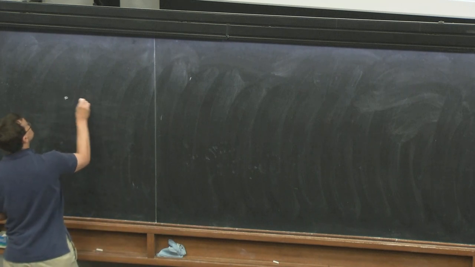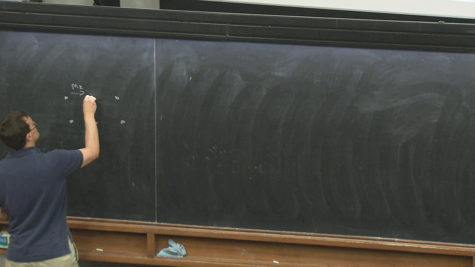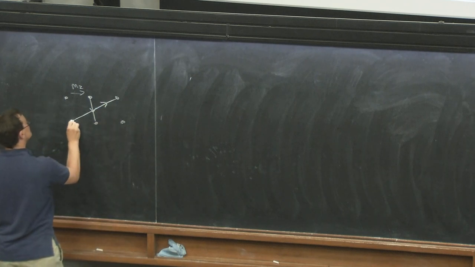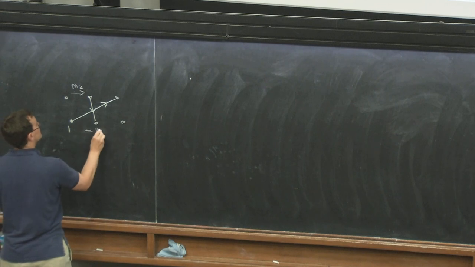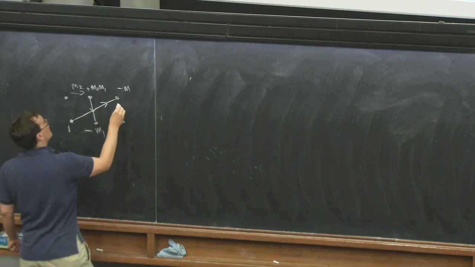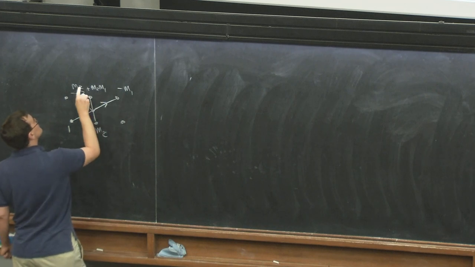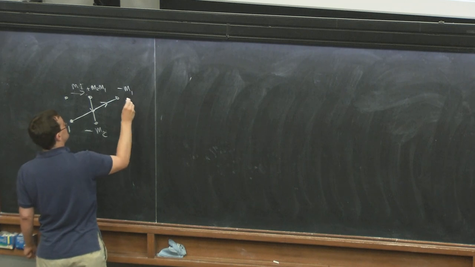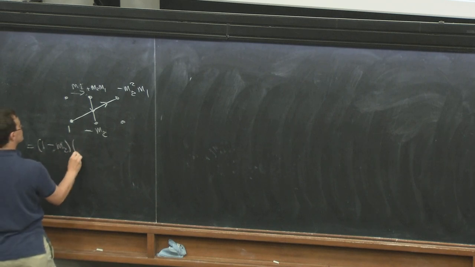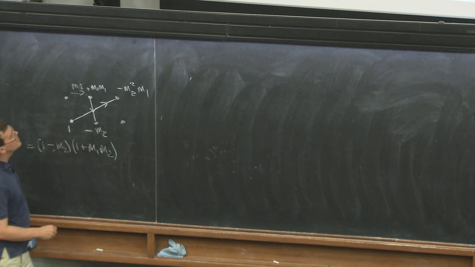So draw this now on a lattice where this is 2. Here's one of those two pieces, and here is the other. Okay, and so the Euler characteristic here looks like 1 minus 1 plus 2m1 minus one, which is something like 1 minus M2 times 1 plus M1 M2. And this is the Alexander polynomial of that link complement. Okay.